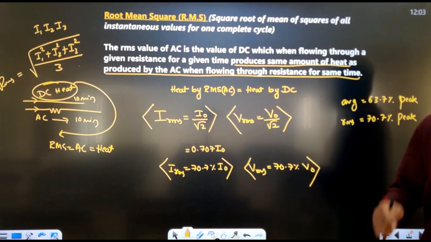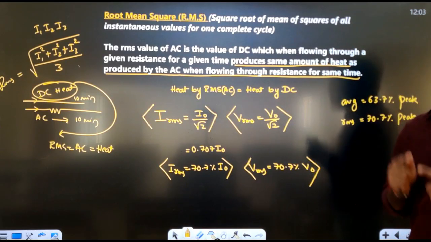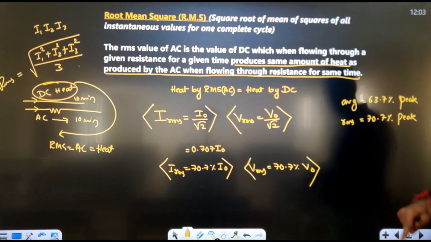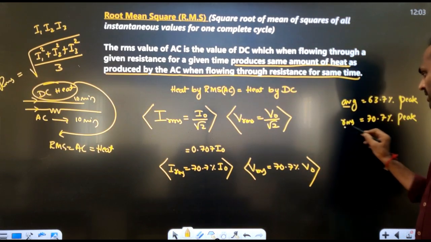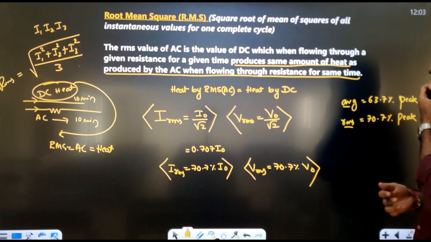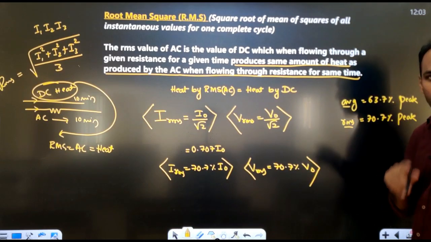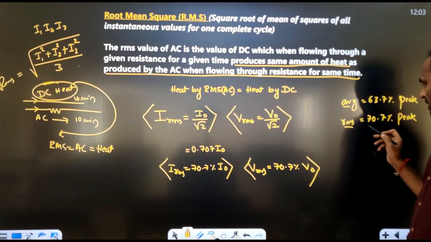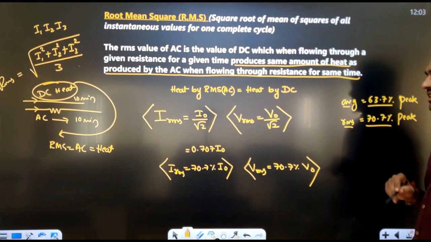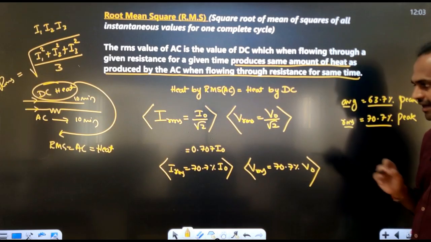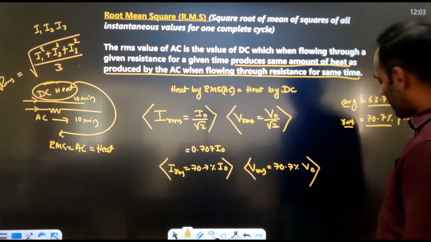So peak value is 100%. 63.7% of it is the average value. 70.7% of it is the RMS value. Right? Which is greater? Average greater or RMS greater? RMS is greater, because RMS is 70.7% of the peak, and average is 63.7% of peak. Correct? Okay, so we got to know what RMS value is.